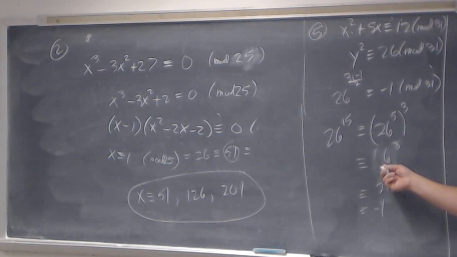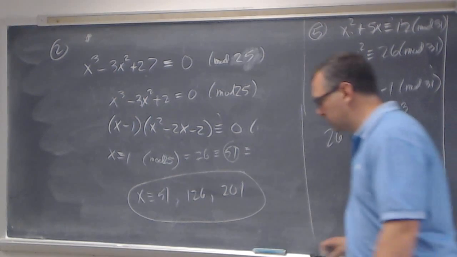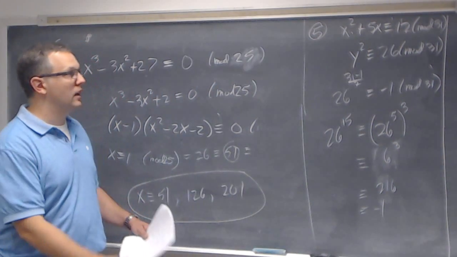So that's a way you can keep the calculations more manageable, because you can always replace any integer with its residue. So 26 to the 5th is congruent to 6 mod 31, so you can replace that number with 6, then cube it. That's a good thing to point out when you're doing these kinds of calculations.